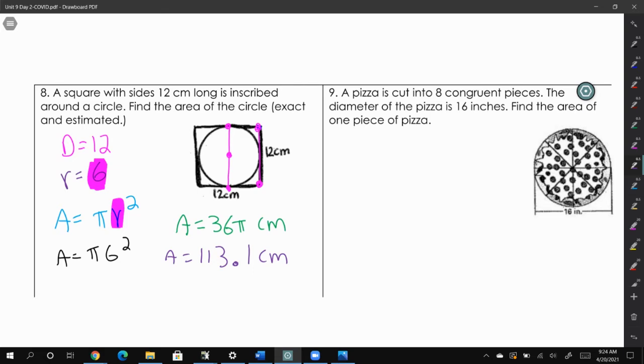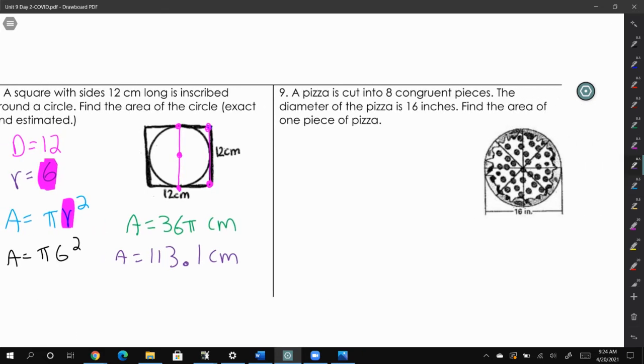Now for number 9, it says a pizza is cut into 8 congruent pieces. The diameter of the pizza is 16 inches. Find the area of one piece. So the diameter is 16, which means the radius is half of that, or 8. So let's find the area of the whole pizza, and then we can divide that by 8 because we know each slice is the same area, the same amount. We have 8 congruent slices.